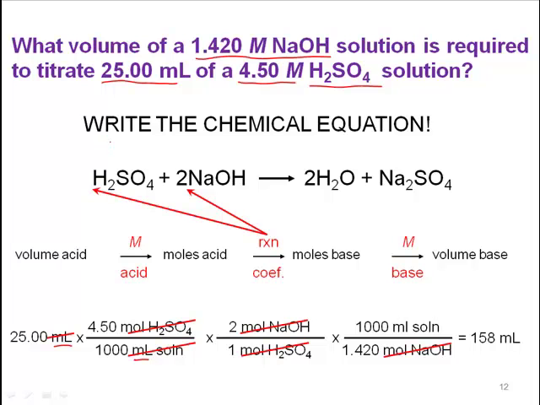Again, you could also do three proportions. This would be proportion 1, this would be proportion 2, this would be proportion 3, and you can get the volume of the base. It's just like stoichiometry.